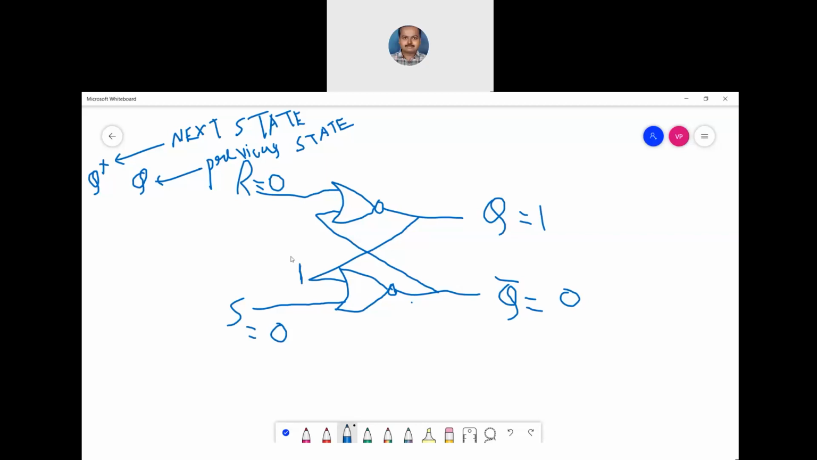What is the output of the NOR gate? Anyone?